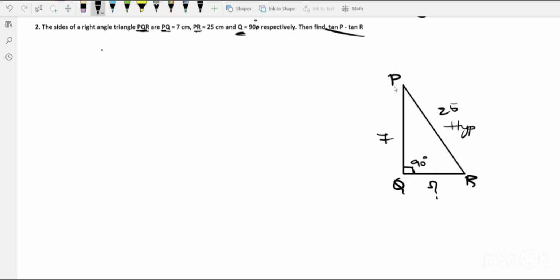So we can take P as the angle or R as the angle, and in the given question he has asked for tan P and tan R. You can take any one angle. So let me take the angle as R. Then the side which is opposite to the angle will be the opposite side, and the other one would be adjacent side. As we know, to find out the unknown side in a right angle triangle, we use Pythagoras theorem.